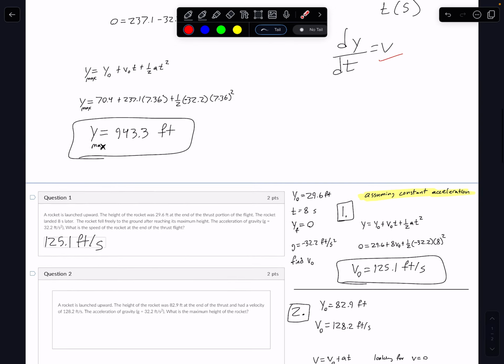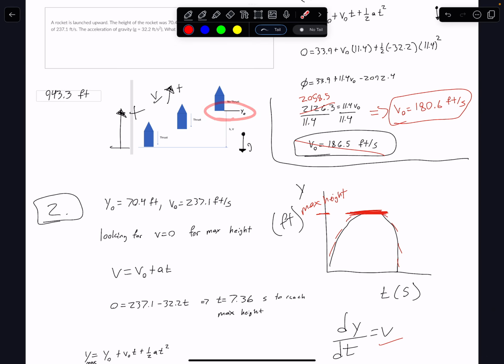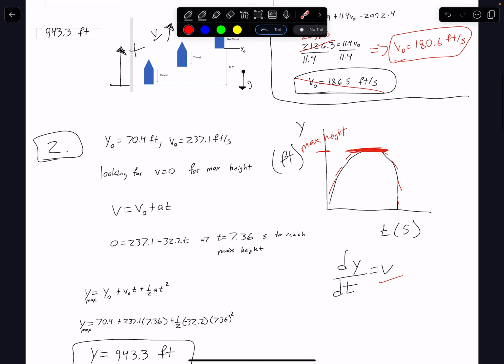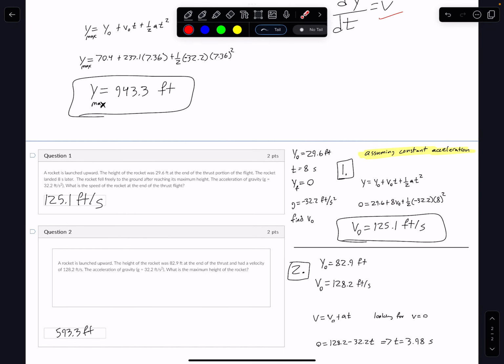So, y0, which is this guy, the moment that the thrust kicks out, so it's just gravity pulling it down. We're assuming a constant acceleration with no extra wind resistance, so that allows us to use kinematic equations. We know the y0 is 29.6 feet, and that the rocket lands 8 seconds later. So the rocket freely fell to the ground after reaching its maximum height. We are looking for the initial speed of the rocket after the end of the thrust.